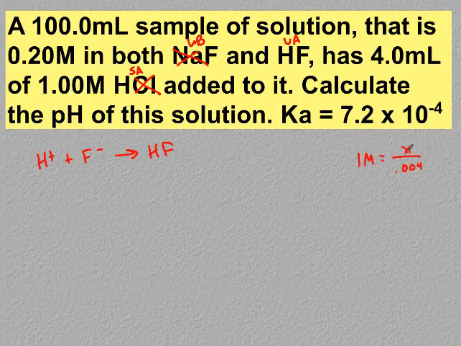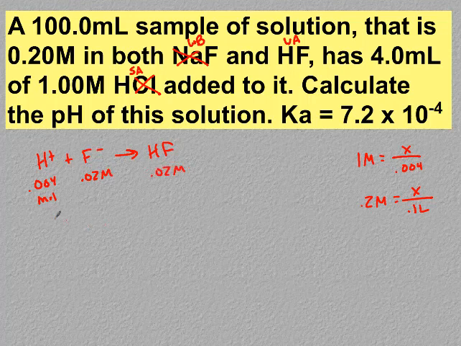So I need to find my moles of each of my reactants and products. So I convert my milliliters to liters. Multiplying those, I get 0.004 moles of hydrogen. And my NaF and HF, I have 0.2 molarity and 100 milliliters. So 0.2 times 0.1 gives me 0.02.